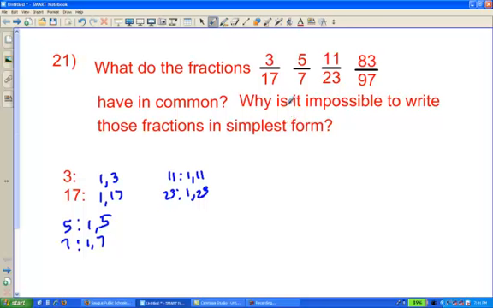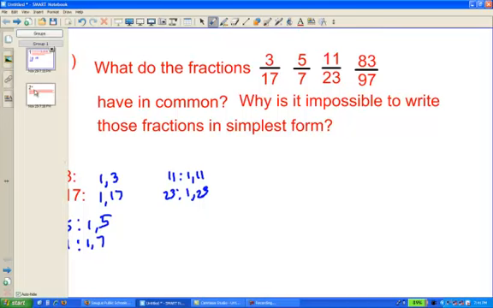And what do the fractions have in common? Well, all these fractions are in simplest form, and they're all made up of numbers, including 83/97, that are prime numbers. They only have 2 factors. So that was kind of the answer to 21. And I'm going to go to the next page here.